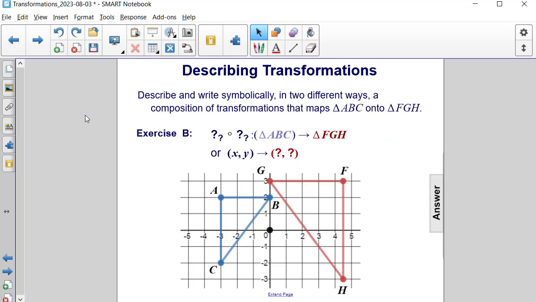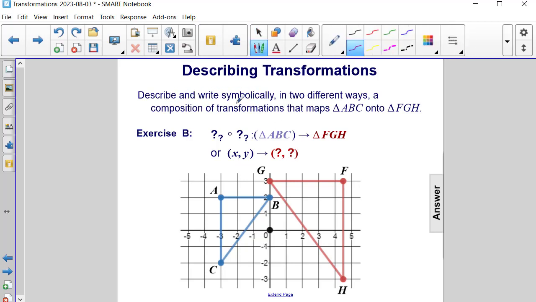Let's go over another example where we are describing the transformations that are happening from one polygon to the other. So describe and write symbolically in two different ways a composition of transformations that maps triangle ABC to triangle FGH. So we will write it as a transformation after another transformation of triangle ABC maps to triangle FGH. And we can also write it as algebraic ordered pairs. XY maps to what comma what. Like, what operations are we doing with the original x and y coordinates to get the new ones?